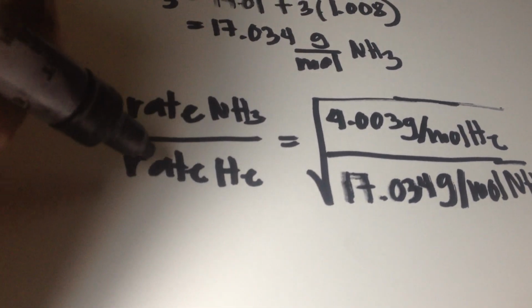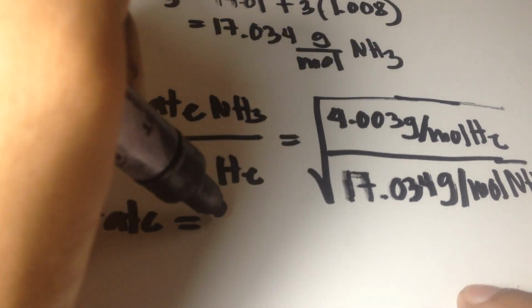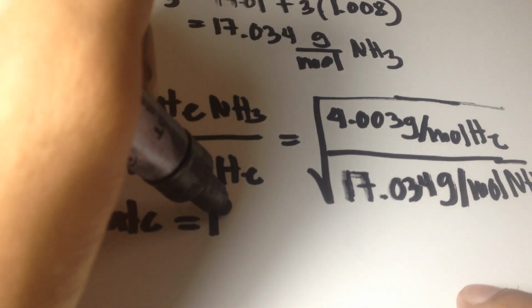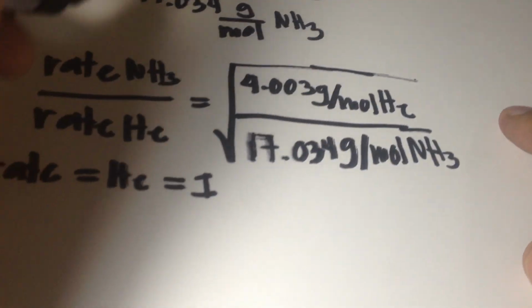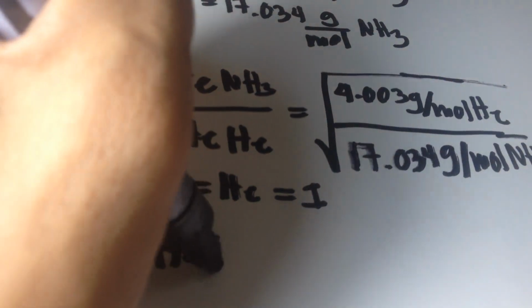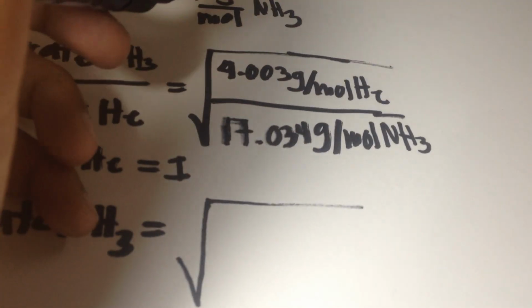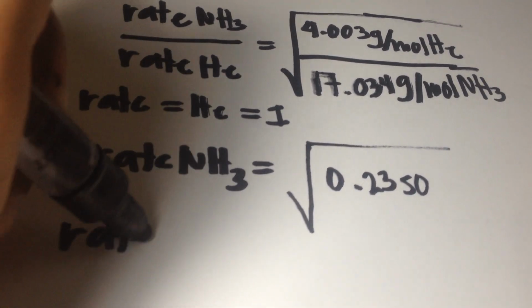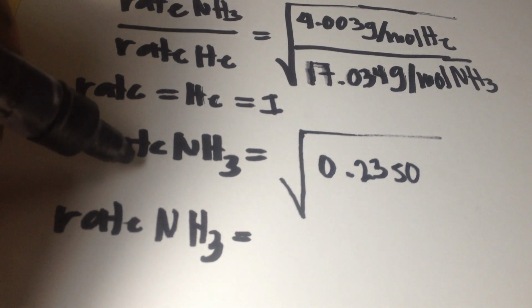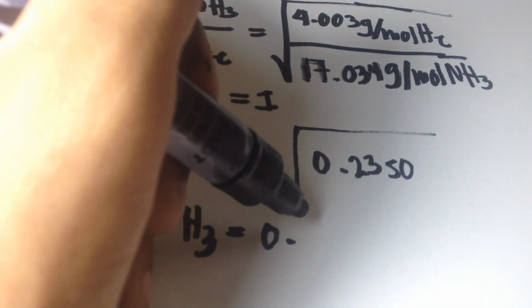Okay, so rate of helium is equal to 1. So if you multiply 1 here, it should be the same. So rate of ammonia is equal to the square root of 4.003 over 17.034, which is equal to 0.2350. And then rate of ammonia is equal to the square root of 0.2350, which is equal to 0.49.